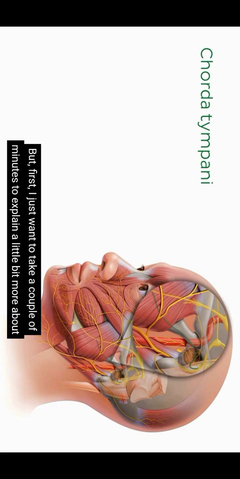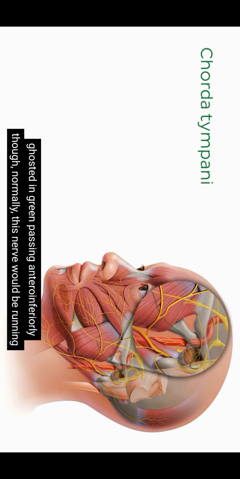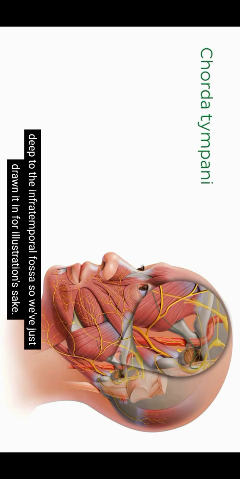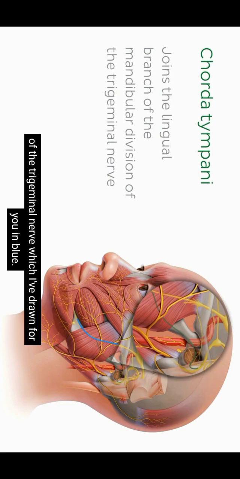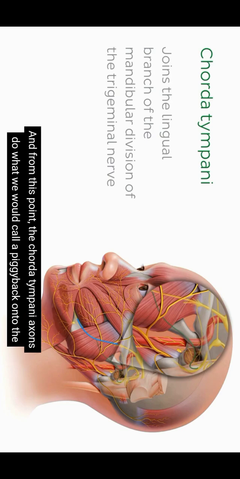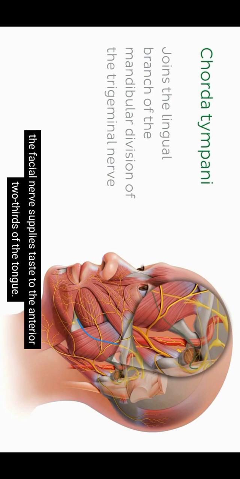But first, I just want to take a couple of minutes to explain a little bit more about how the chorda tympani innervates its organs. If you have a look at the image on the right here, you can see the chorda tympani ghosted in green, passing anterior-inferiorly. Normally this nerve would be running deep to the infratemporal fossa, so we've just drawn it in for illustration's sake. As we follow it, we can see it's joining the lingual branch of the mandibular division of the trigeminal nerve, which I've drawn for you in blue. From this point, the chorda tympani axons do what we would call a piggyback onto the lingual nerve as it courses towards the anterior aspect of the tongue, and this explains how the facial nerve supplies taste to the anterior two-thirds of the tongue.